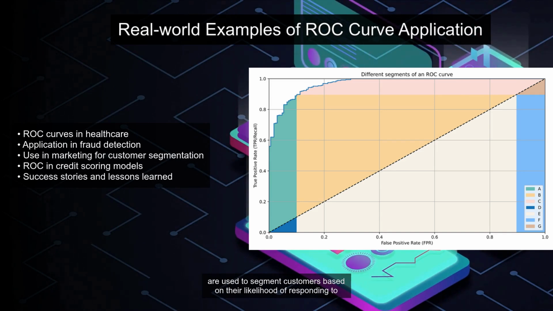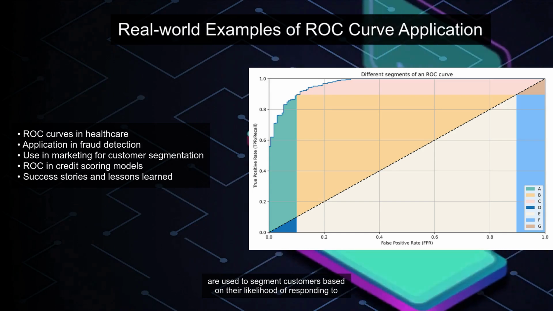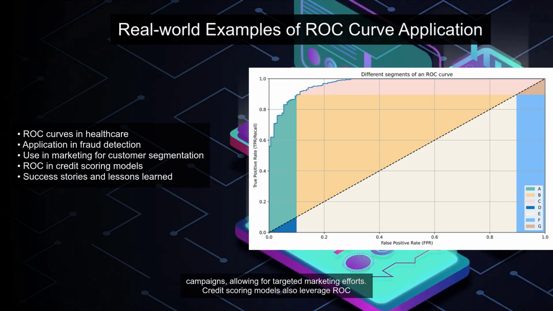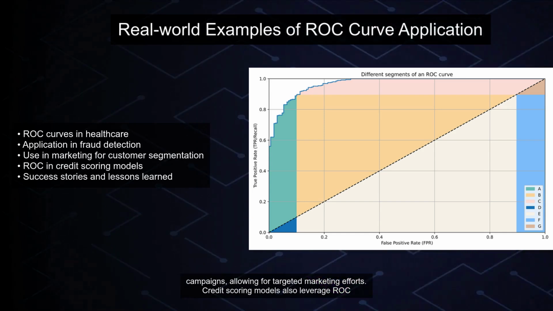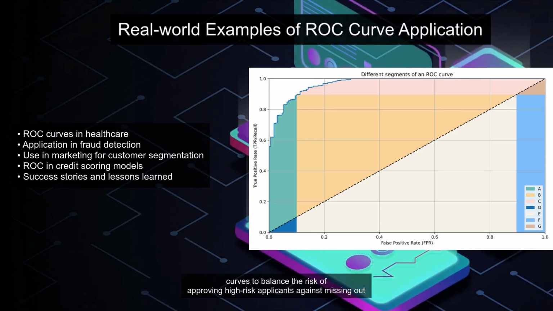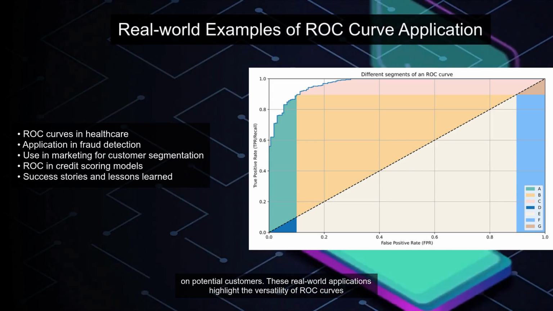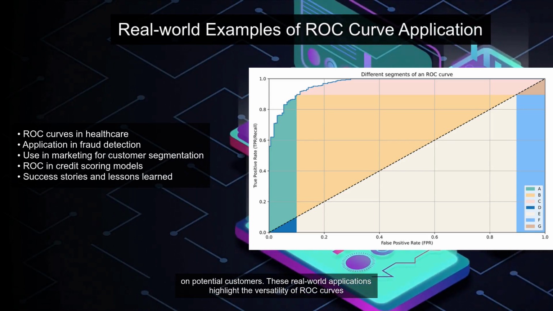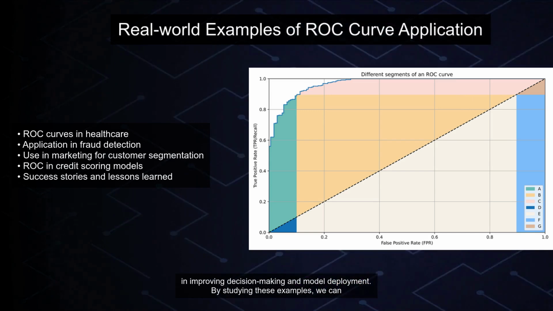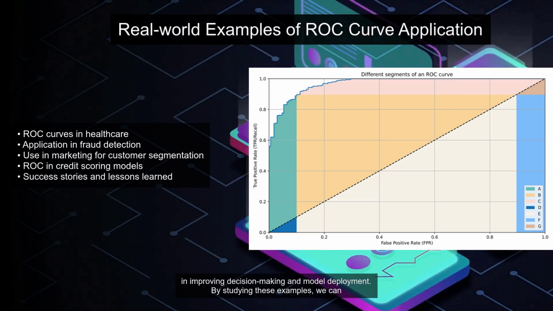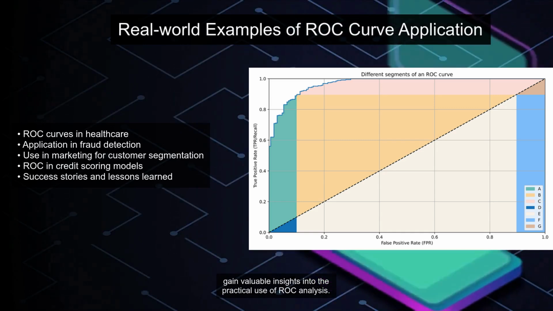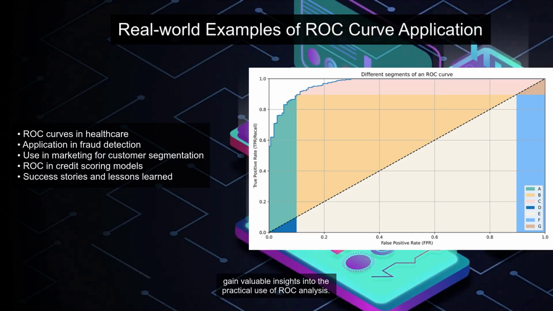In marketing, ROC curves are used to segment customers based on their likelihood of responding to campaigns, allowing for targeted marketing efforts. Credit scoring models also leverage ROC curves to balance the risk of approving high-risk applicants against missing out on potential customers. These real-world applications highlight the versatility of ROC curves in improving decision-making and model deployment. By studying these examples, we can gain valuable insights into the practical use of ROC analysis.